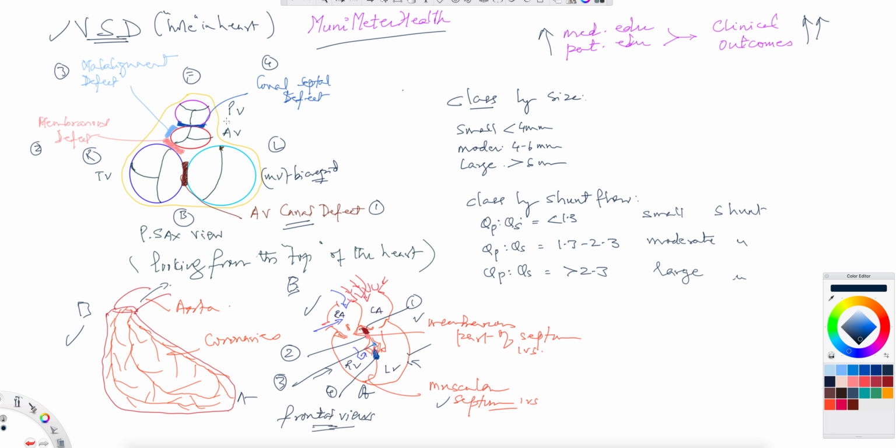So now you know the 4 defects. Once again, quickly: AV canal defect, membranous defect, malalignment defect, and the conal septal defect, the 4 varieties. Now let's look at the classifications on the right side of the panel here.